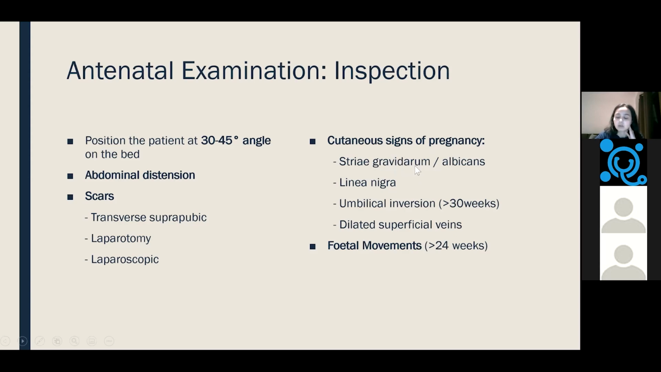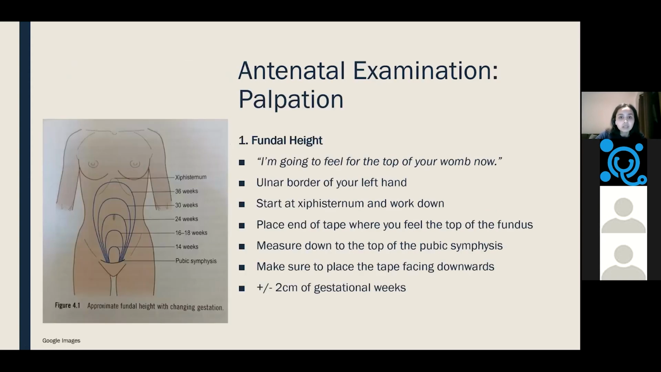These ones, the striae gravidarum, are pinky, so in this pregnancy. If there are other ones which are slightly white, then they might have had previous pregnancies, and this is an indication of old stretch marks. You see the linea nigra, umbilical inversion, which usually happens after 30 weeks, and some dilated superficial veins, which you could or could not see. And after 24 weeks, sometimes you can see fetal movements, but then again, you ask the mother for that later on. So how do you start?